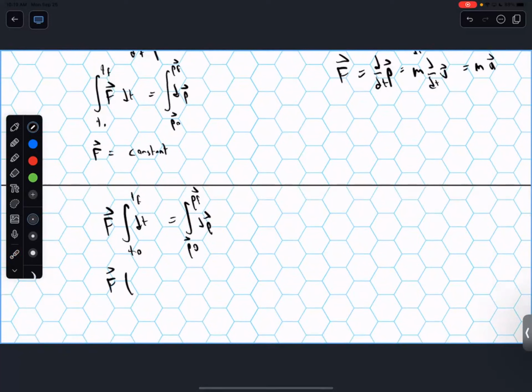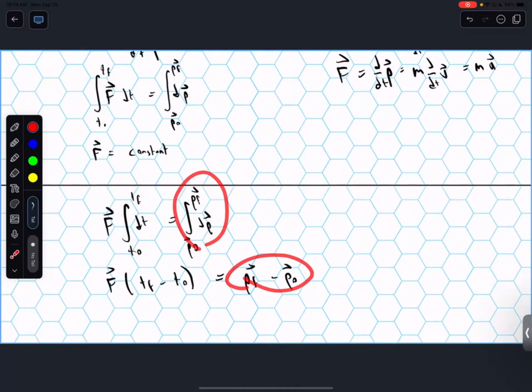So then I can write F times (tf minus t naught). This is just me solving the integral. The integral of 1 is t, so I just solve it from here to here. This equals pf minus p naught, where this equals the integral of that, just using the integral of 1 again.